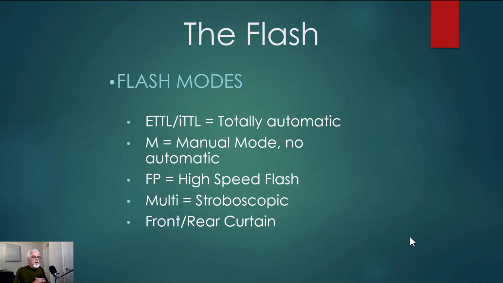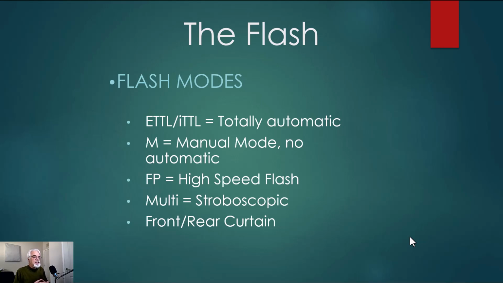But then when you move on to manual mode, there's nothing automatic. There's no metering, there's no nothing in manual mode. So if you choose manual mode, you instead adjust flash output manually. Full power, half power, quarter power, and so on. And in that case, manual mode is a very useful tool for consistent flash output. And I'm going to show you more of that.